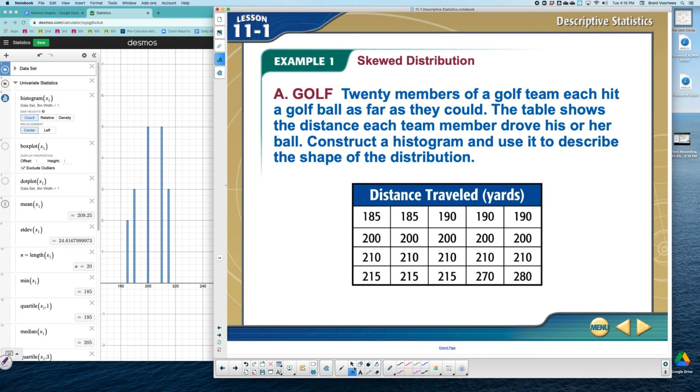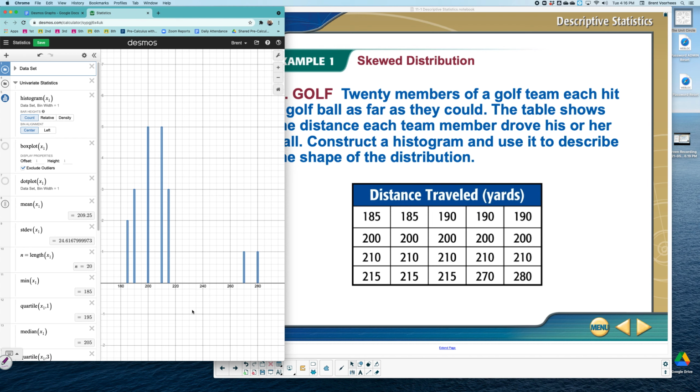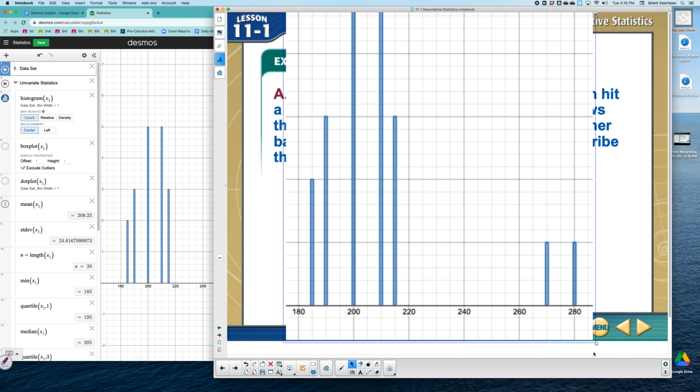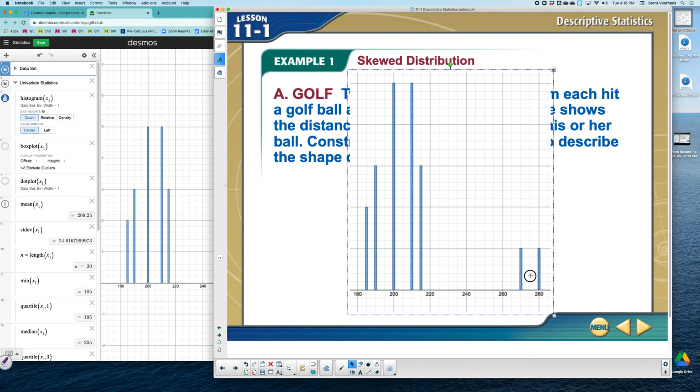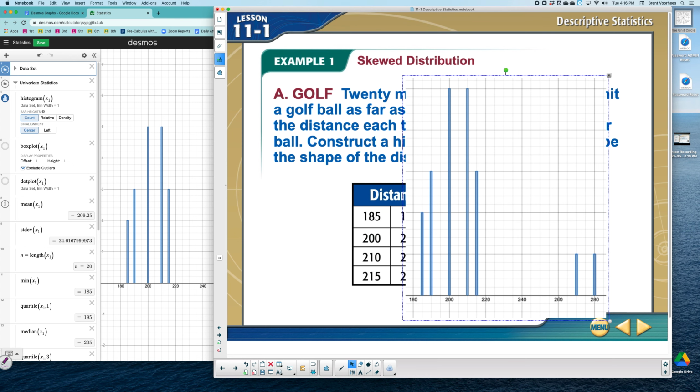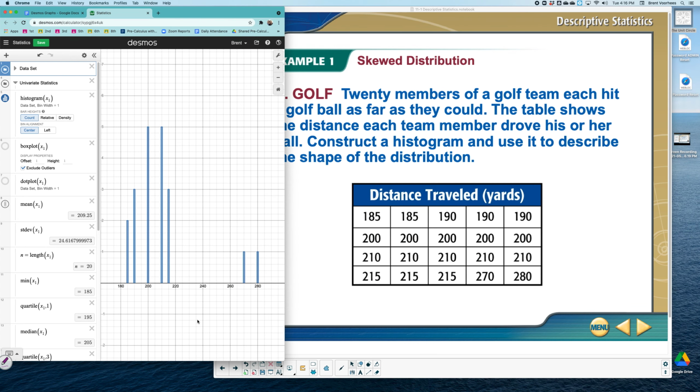All right, the first problem wants us to construct a histogram and then use it to describe the data. I'm going to drag this picture over so we can see the data. What that's doing is listing how far people drove the ball. Notice they never drove at 180. The smallest was 185, and that's why this starts at 185, not 180. This is showing how many people drove that value, which I didn't quite catch when I screen captured. Let me try this one more time. I'm sorry about this. Let me capture that value.